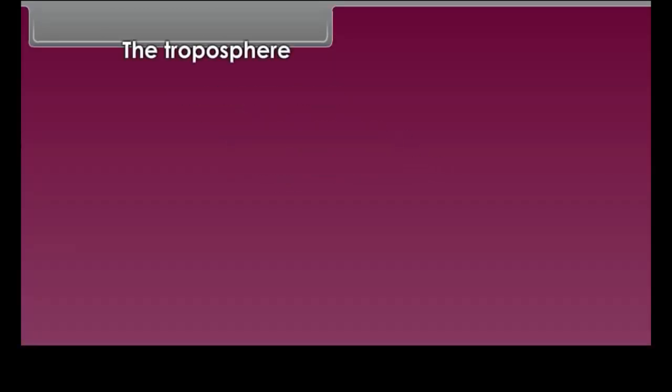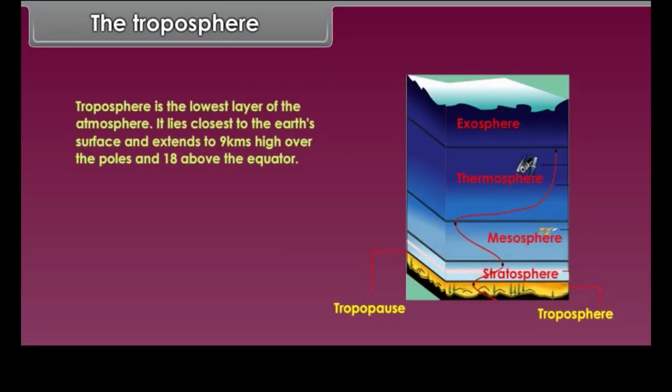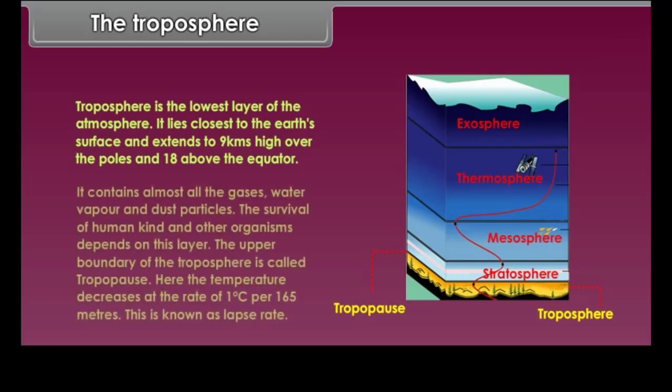The troposphere. Troposphere is the lowest layer of the atmosphere. It lies closest to the Earth's surface and extends to 9 kilometers high over the poles and 18 above the equator. It contains almost all the gases, water vapor, and dust particles. The survival of humankind and other organisms depends on this layer.